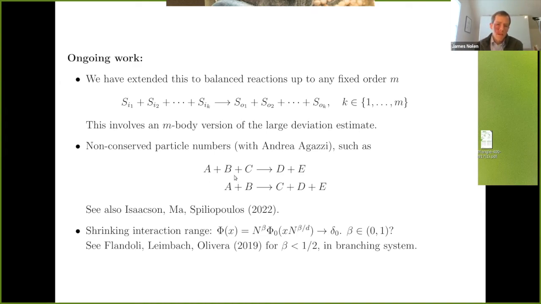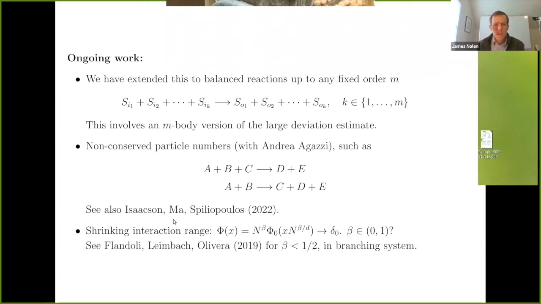Also, with general chemical reaction networks, you have the possibility of blow up. So the geometry of the system plays a greater role. There's also some recent work of Isaacson, Ma, and Spiliopoulos on non-conserved systems within the framework that Buschlager developed, which I mentioned already.